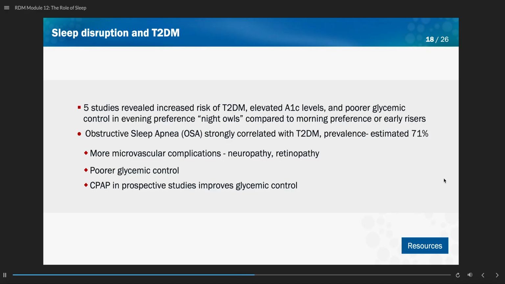And the research has shown that in people living with diabetes that have concurrent obstructive sleep apnea, there's a prevalence for OSA in type 2 diabetes of about 71%. And those that have both conditions tend to have more microvascular complications, such as neuropathy and retinopathy, as well as poor glycemic control. Now, in prospective interventional trials where they've utilized CPAP, they've found that improving this night's sleep through CPAP also has improved glycemic control.